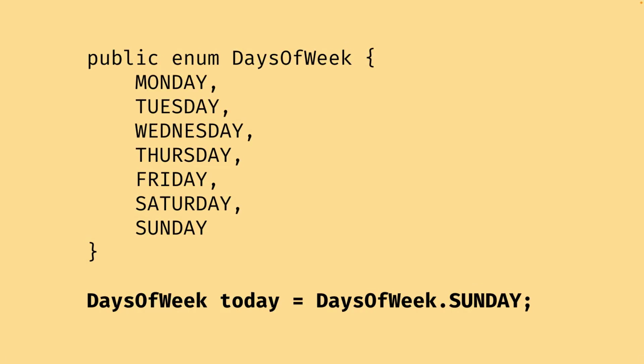Once you've declared an enum, you can use it to declare variables of the type. The name of the enum is the type, just like for classes. And then you can use one like this. If the name of your enum is DaysOfTheWeek, it goes DaysOfTheWeek today = DaysOfTheWeek.SUNDAY, for example.